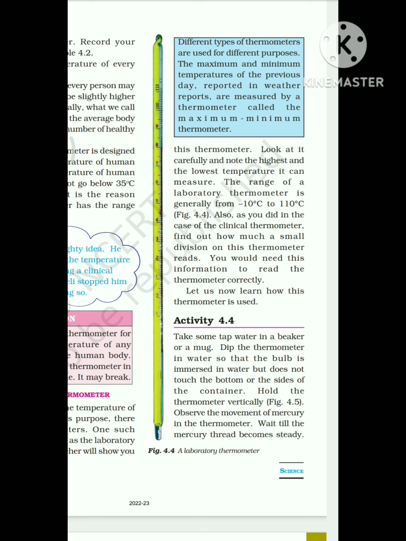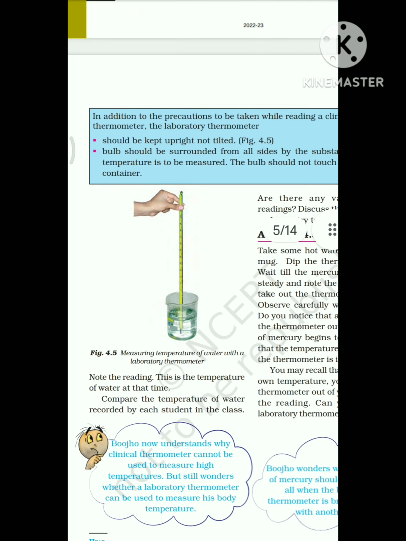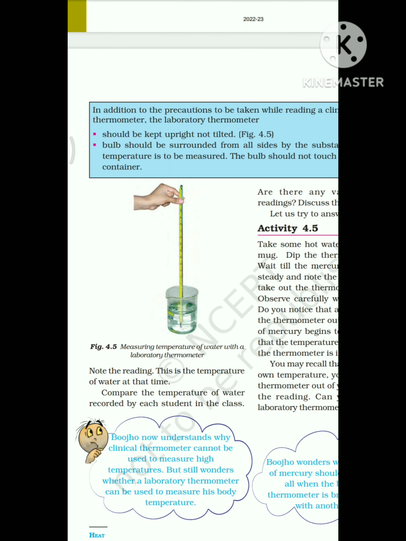Then the next activity is, take some tap water in a beaker or a mug. Dip the thermometer in water so that the bulb is immersed in water but does not touch the bottom or the side of the container. Hold the thermometer vertically. Observe the movement of mercury in the thermometer. Will the mercury thread become steady? Note the reading. This is the temperature of water at that time.